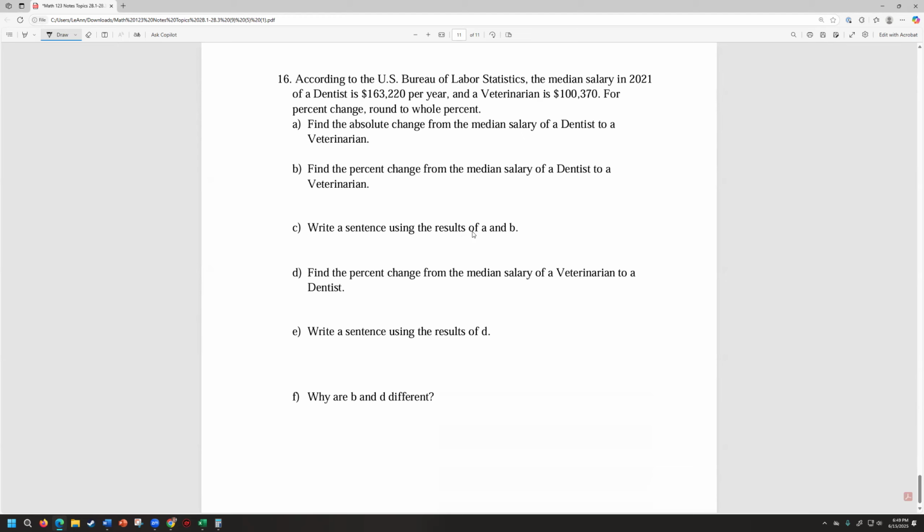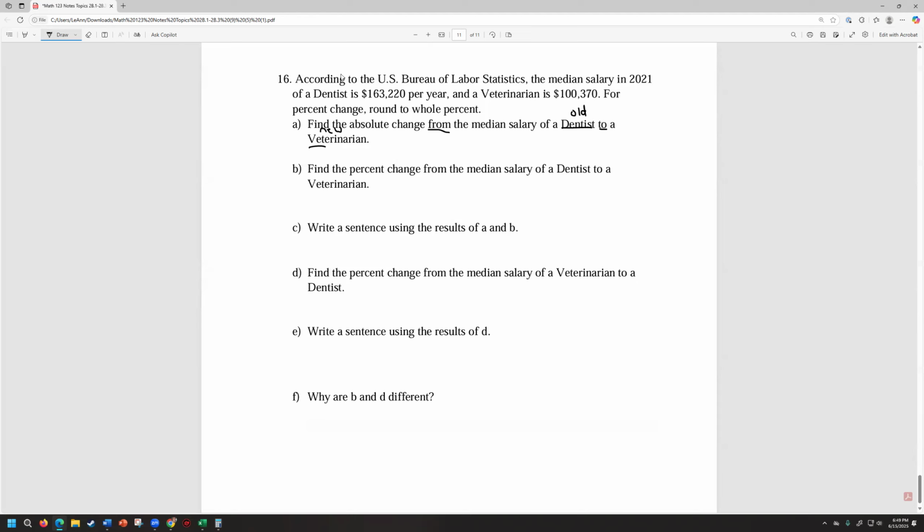So it says, according to the U.S. Bureau of Labor Statistics, the median salary in 2021 of a dentist is $163,220 per year, and a vet is $100,370. So that's average or median, so middle salaries. For percent change, round to a whole percent. So we're going to round to a full whole percentage, not a decimal. Okay, find the absolute change. Now look, from dentist to vet. So we're treating the dentist as the old in this one. Okay. So the dentist is that, the vet would be the new.